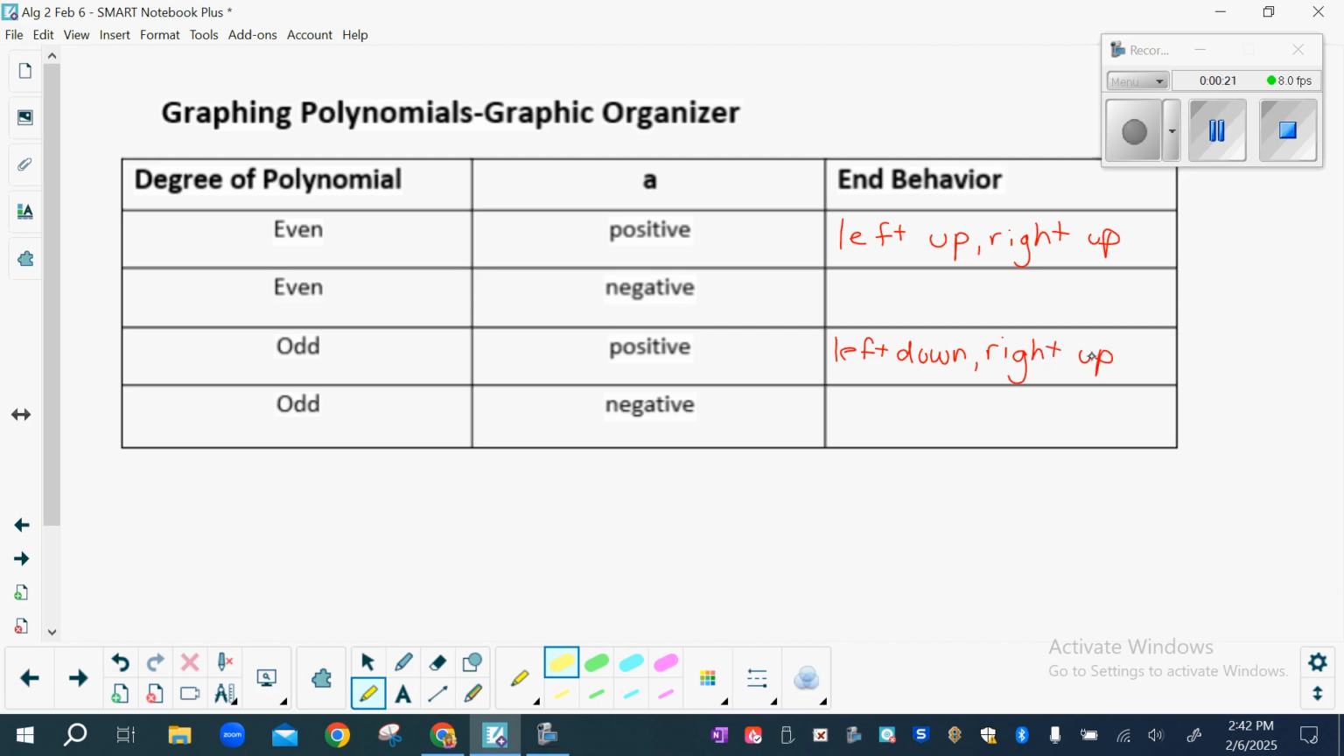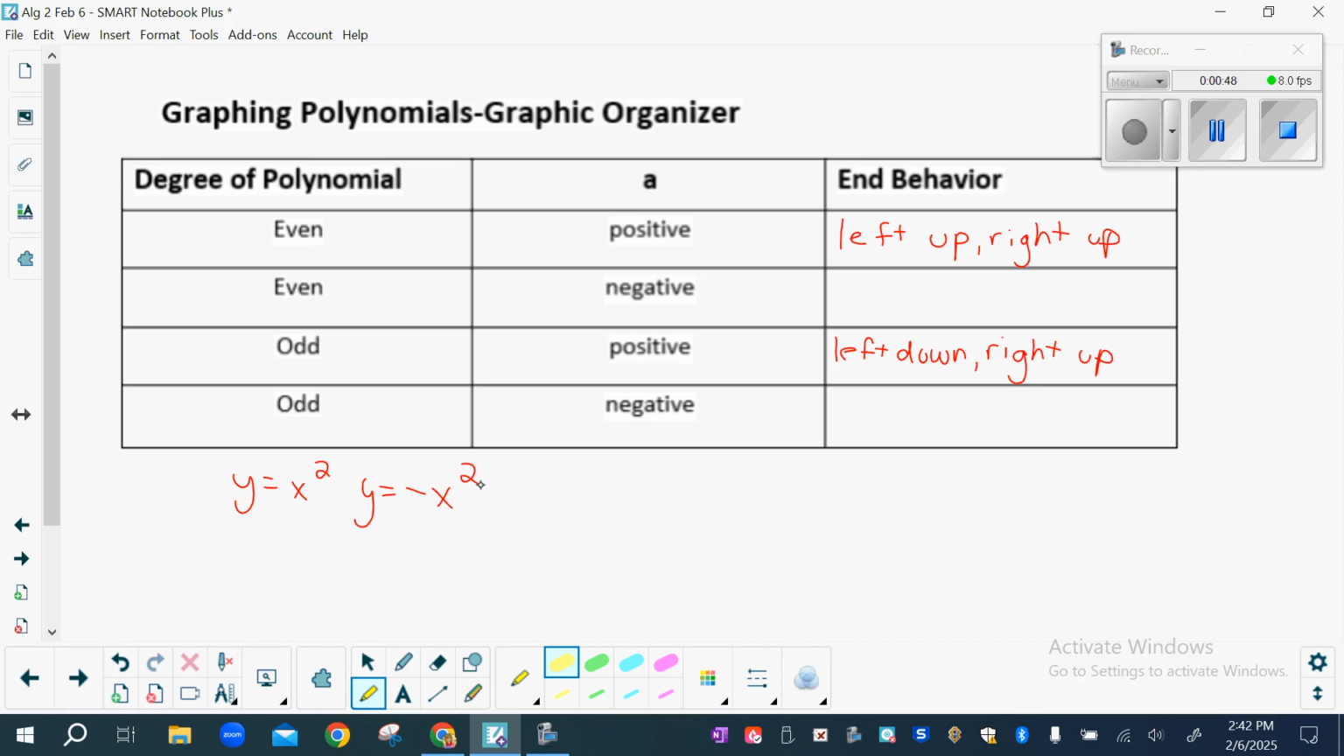Okay, so we're going to look at the even degree with A negative. If we have y equals x squared, that's an even degree, right? Do you remember how it faces for x squared? Does that face upward or does it face downward? Up and down.